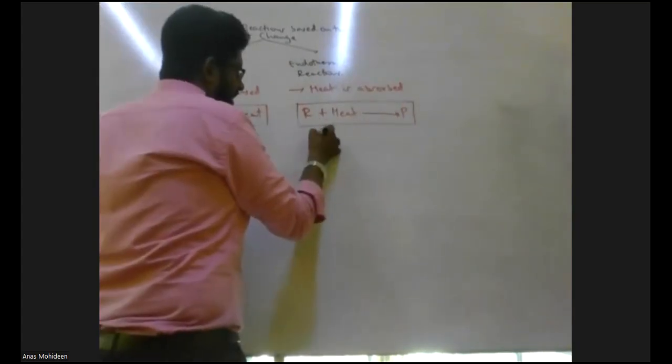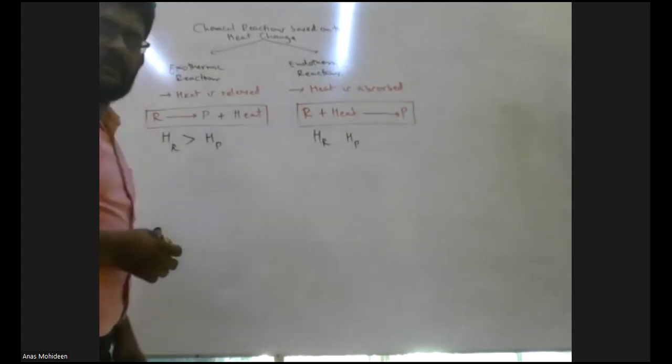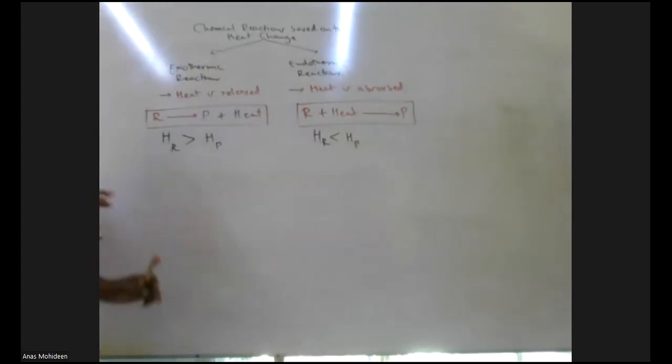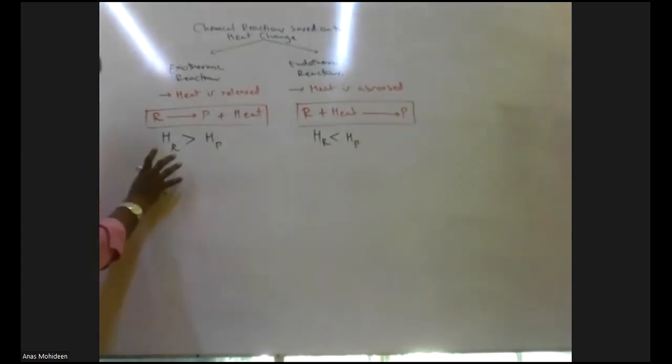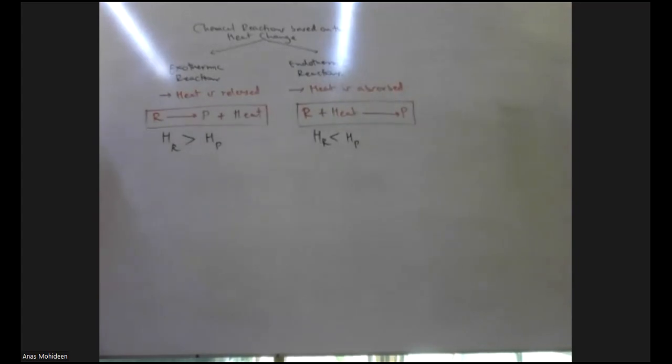So accordingly, when you take the heat of reactants and the heat of products, whose heat should be more here? The product's heat should be more. Clear about that? So the reactant's heat is more in exothermic, and the product's heat is more in endothermic.